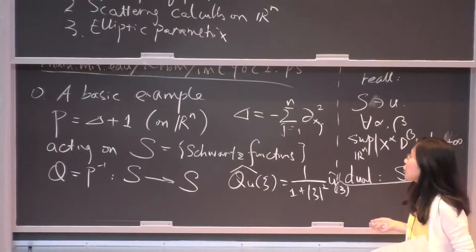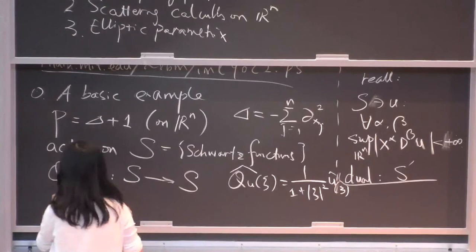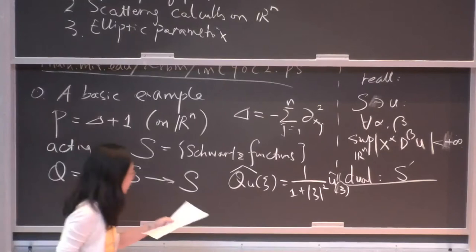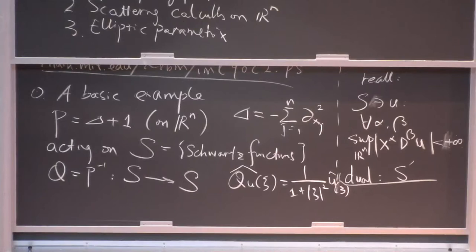Okay, now this operator is a pseudo-differential operator. That's a prime example. And moreover, this is a very classical one, and you can say that, okay, I can just apply the Fourier transform, and that's it.